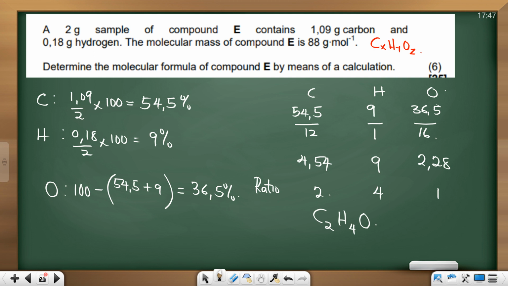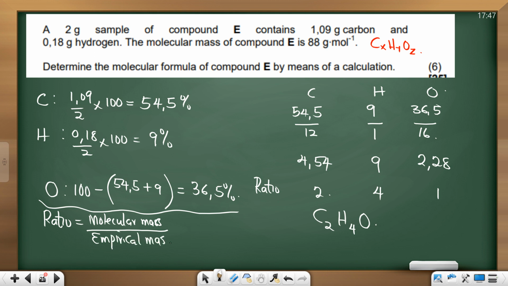How do I get the molecular formula? The examiner gave me the molecular mass as 88. If you remember, what did we say yesterday? Ratio becomes empirical mass. What is the molecular mass? 88. What is the empirical mass? 12 times 2, 24. So what is the molecular formula? We take all of this and multiply it by 2. What do we have? C4H8. What else is there? I'll show you what else is there.